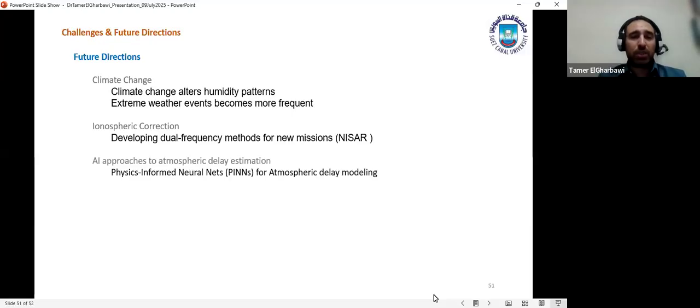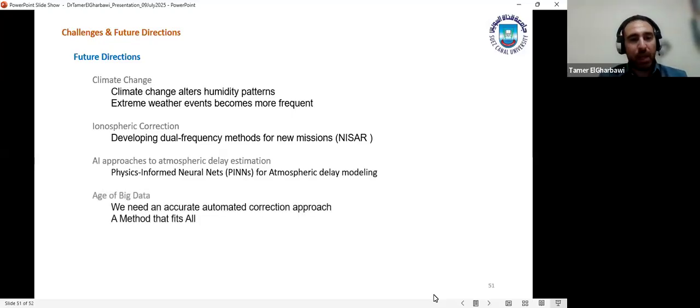For the AI approaches, I believe that the future direction is going to be the physics-informed neural network. So it is not just filtering the noise. The model understands, or should understand, the effect or the physics of the atmospheric delay itself and correct it accordingly, not just work as a high-end filter.